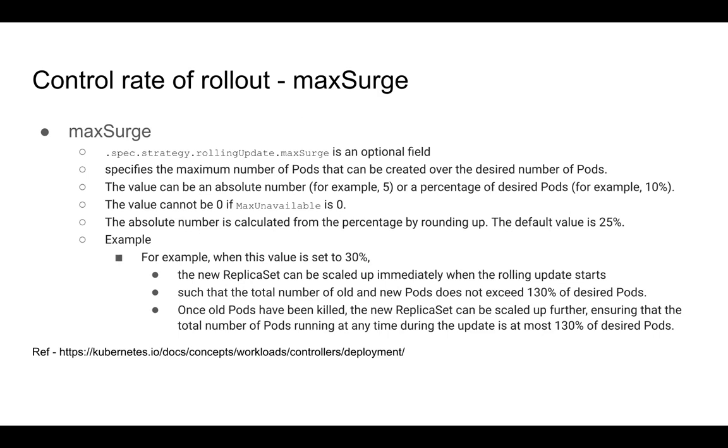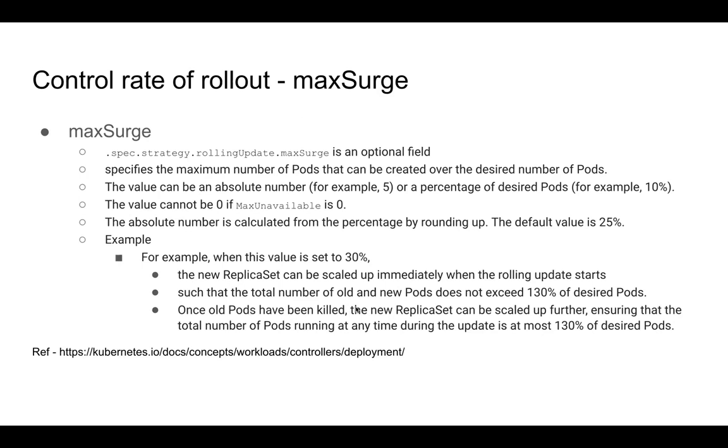So now you can see an example. If we have 3 replicas and we set this value to 30%, the total will be 130% of 3 replicas, which is 3.9 or something, which we round up, so it becomes 4. So the total number of pods cannot exceed 4 at one point in time, and those total pods include the old pod and the new pod. The old pod with the current version and the new pod with the new version to which we are trying to update to.